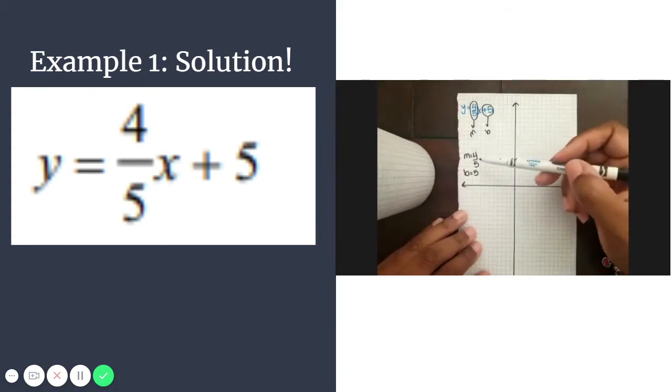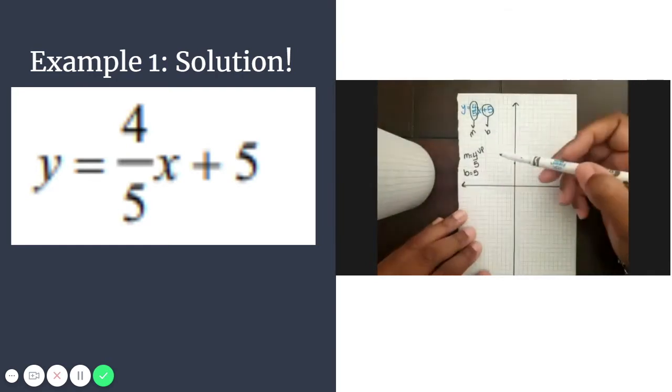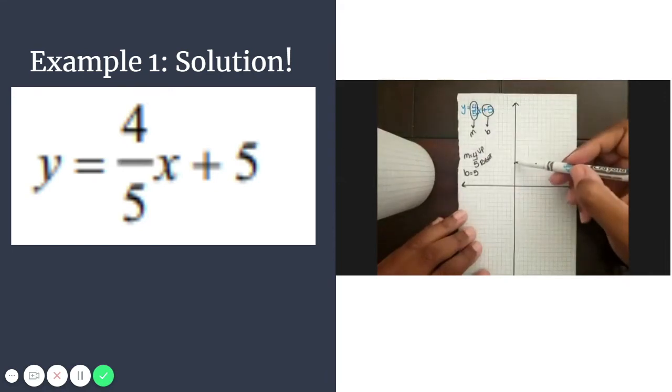When I look at my slope, remember my numerator tells me to go either up or down. My denominator tells me to go either right or left. Because my numerator is positive, I'm going to go up 4. And my denominator is positive, so I'm going to go right 5. I'm going to start here at my y-intercept, go up 4, 1, 2, 3, 4, and right 5, 1, 2, 3, 4, 5, and plot my second point.